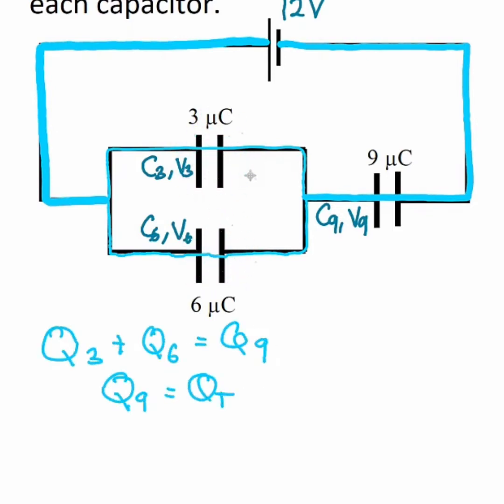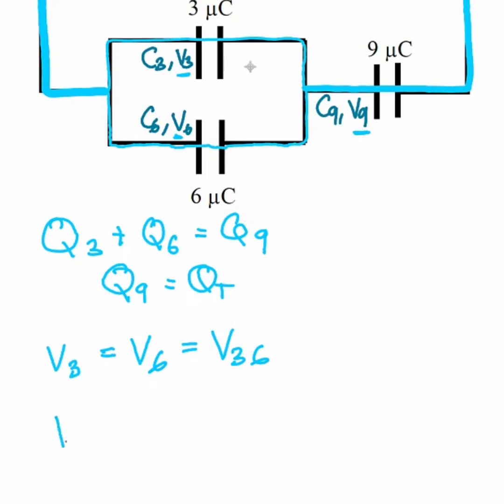Since capacitor C3 and C6 are in parallel, the potential difference V6 and V3 are the same. And let's call them V36. And V36 plus V9, which is in series, will give us V total.